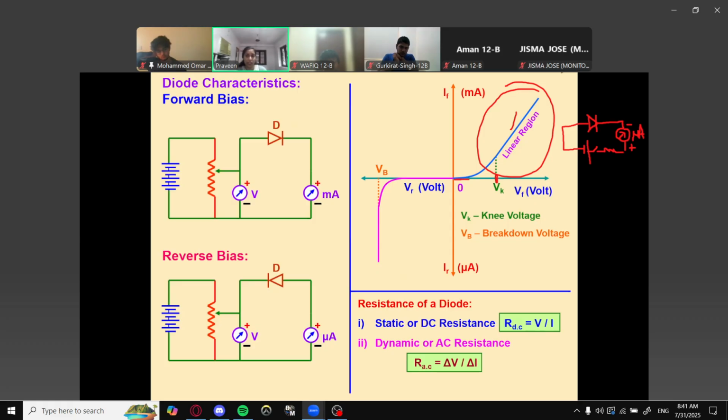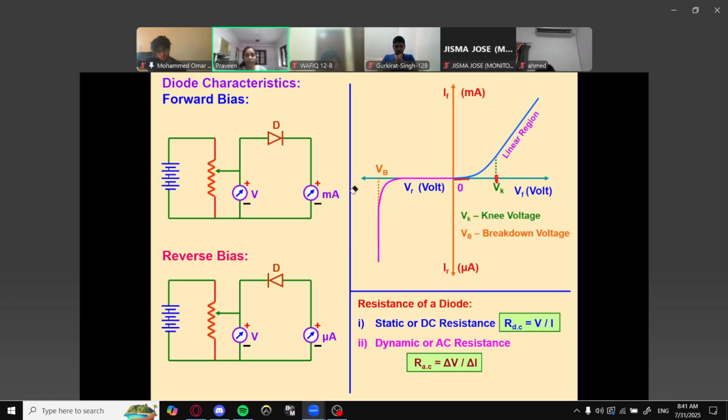That becomes a linear region. You can see that this is not in accordance with Ohm's law. For ohmic conductors, you will have a straight line like this; this is the ohmic conductor VI characteristic. But here you are getting a graph like this. That clearly indicates the PN junction is not an ohmic device. It is a non-ohmic device, meaning it does not follow Ohm's law, or you can say the linearity between V and I is not there for a PN junction diode.